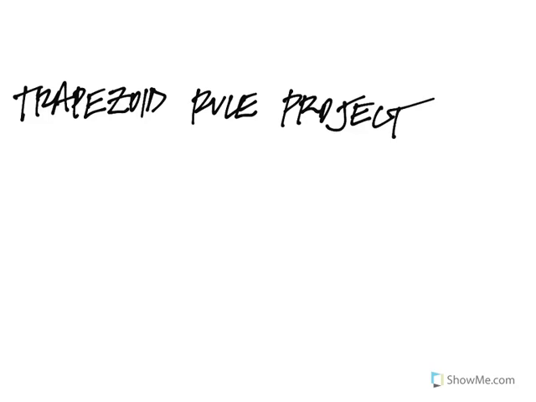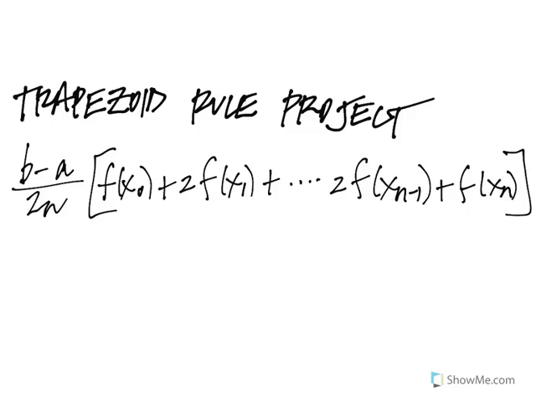Today we're going to be talking about the Trapezoid Rule project that we're going to be working on from now to the end of the school year. So let's first start out by talking about what the Trapezoid Rule is. Let me give you that formula. It's probably in your notes, but you may have forgotten it. All right, there it is.